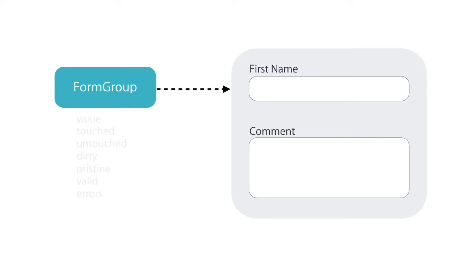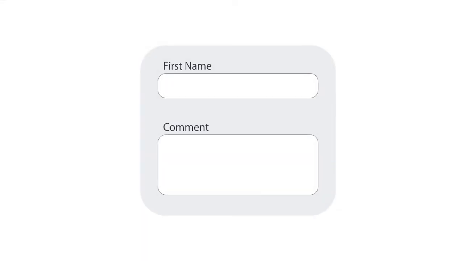Now, interestingly, all the properties of the control class that you saw earlier are also available in the form group class as well. So we can ask a form group if it's valid or not. And that returns true if all the controls in that group are valid. Similarly, we can get all the validation errors in that group. So accessing these properties of a form group is easier than iterating over all the controls in that group and checking their status.